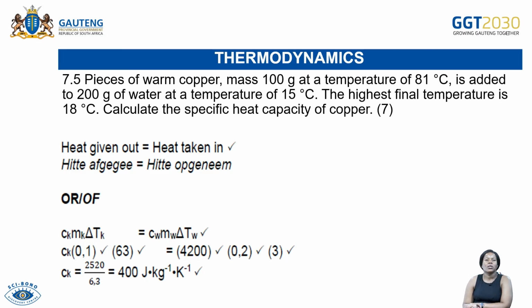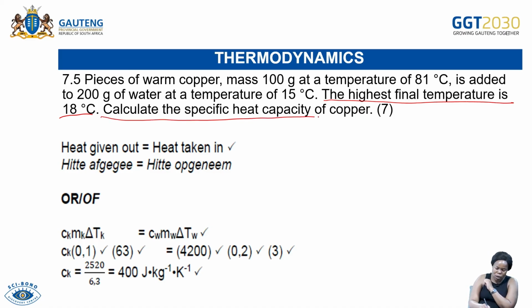7.5, they're saying pieces of warm copper, mass of 100 gram at a temperature of 81 degrees Celsius is added to 200 gram of water at a temperature of 15 degrees Celsius. Okay, so now they say the highest final temperature is 18 degrees Celsius, and this part is very, very important because we do it similar to the one that we just did. They say calculate the specific heat capacity of copper. That means copper was not given in that table for specific heat capacities of different matter. So we do the same thing.